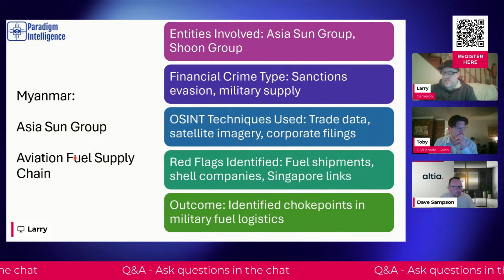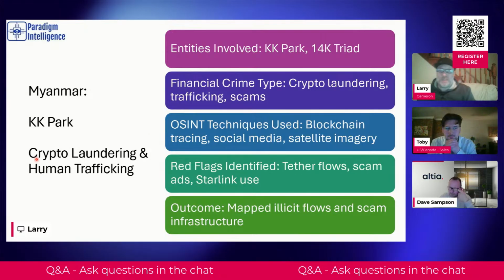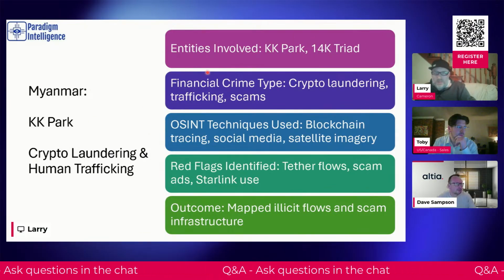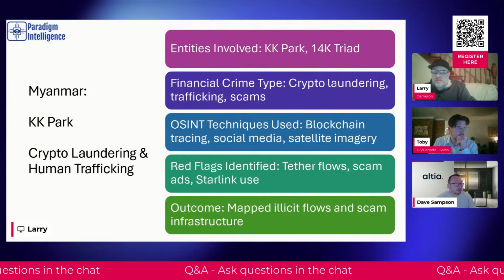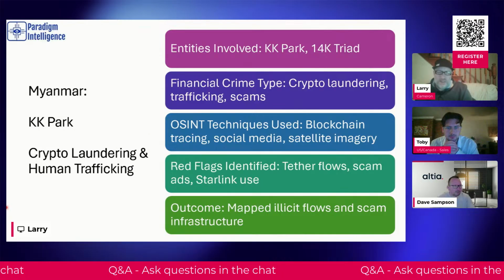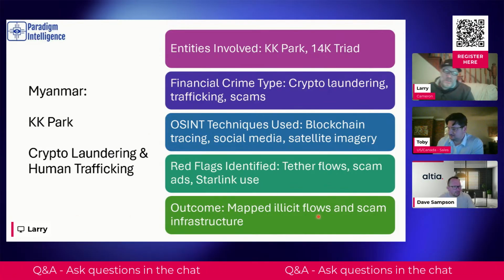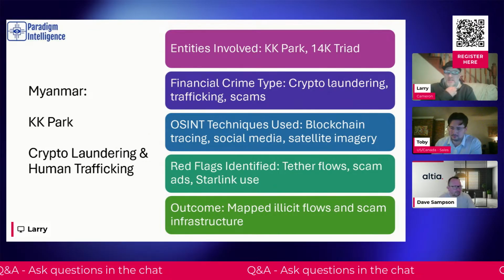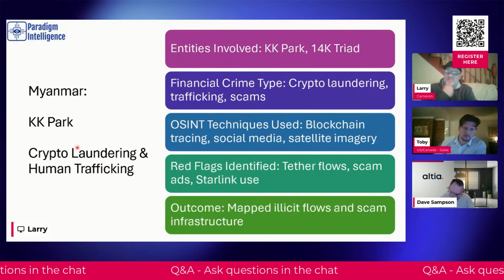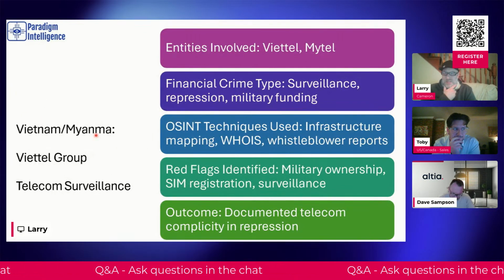So the aviation fuel supply. This is crypto laundering, human trafficking, KK Park, 14K triads, crypto laundering, trafficking scams. We use blockchain tracing, social media, different satellite imagery, Tether flows, scam ads, Starlink use. Based on different entities or different things, you can use different tools. And I just put a bunch of these together.